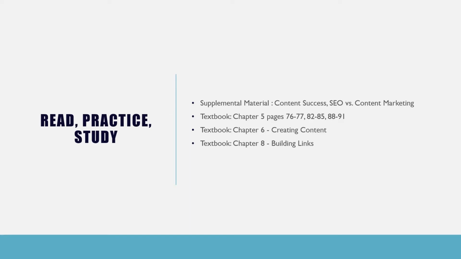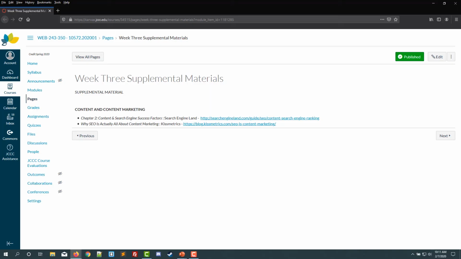For your read, practice, and study section, you will want to look at the supplemental material for content success, SEO versus content marketing. And then these 3 sections in the textbook: chapter 5, where there are certain passages, all of chapter 6, and then all of chapter 8. When you're looking at the reading for the supplemental materials, there are these 2 links. There's chapter 2, content and search engine success factors from Search Engine Land. And then there is why SEO is actually all about content marketing from Kissmetrics.